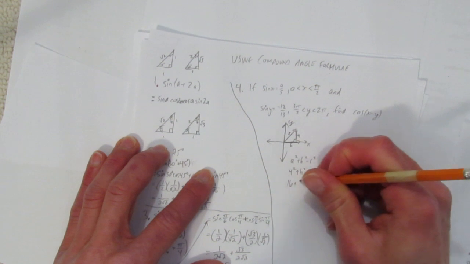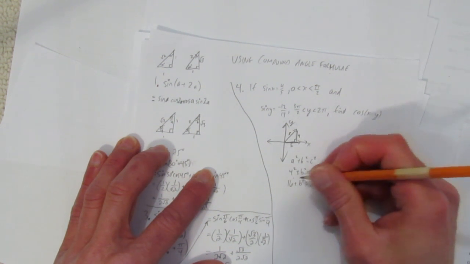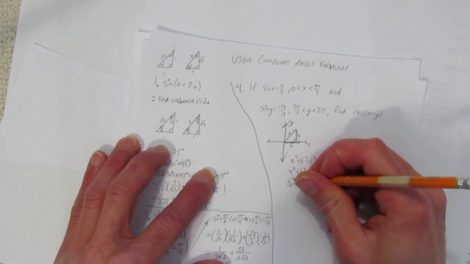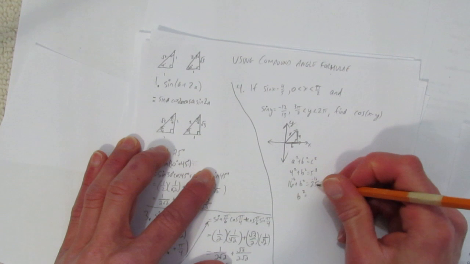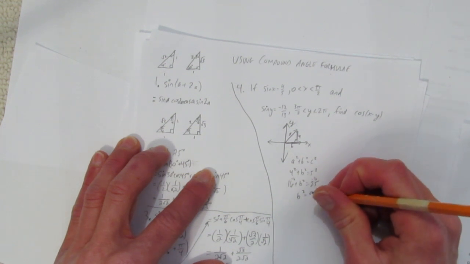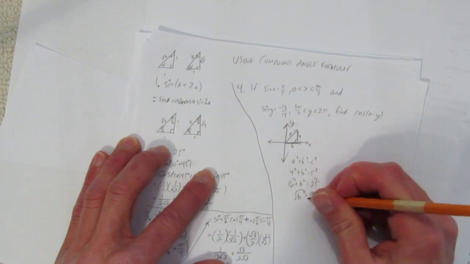4 squared is just 16. Feel free to use your calculator, I won't judge. And 5 squared is 25. To get b squared by itself, we take away 16 from both sides. And you get b squared is 25 take away 16, which is 9. And now how do you get rid of a square? Square root both sides.